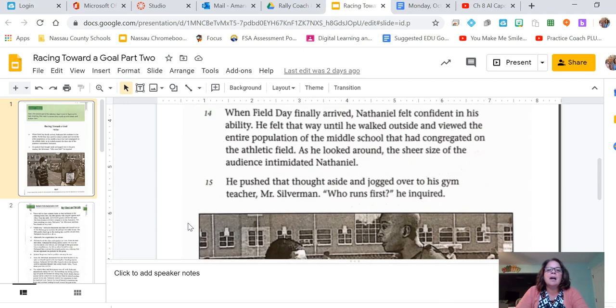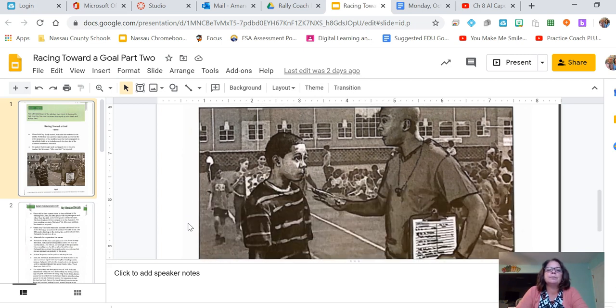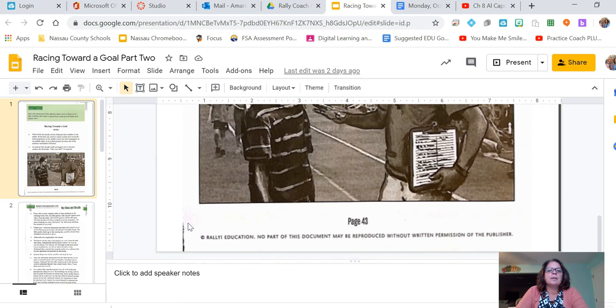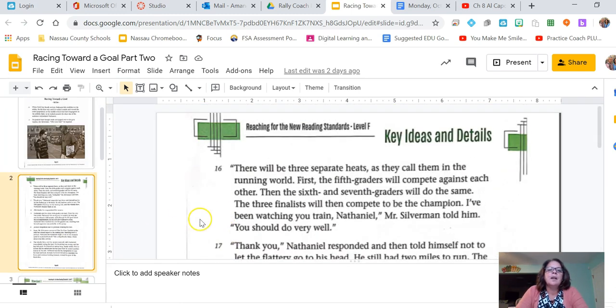He pushed that thought aside and jogged over to his gym teacher. "Mr. Silverman, who runs first?" he inquired. "There will be three separate heats, as they call them in the running world. First, the fifth graders will compete against each other. Then, the sixth and seventh graders will do the same. The three finalists will then compete to be the champion. I've been watching you train, Nathaniel," Mr. Silverman told him. "You should do very well."